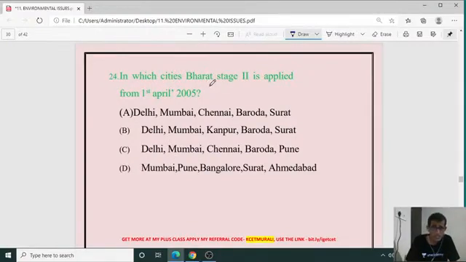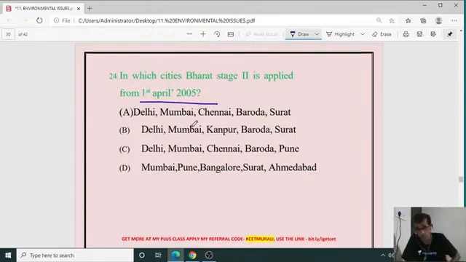In which cities is Bharat Stage 2 applied from 1st of April 2005? This is directly from our syllabus textbook. So now we are in BS6, isn't it? From April 2020 onwards, the government decided to sell only Bharat Stage 6 vehicles. This is the Bharat Stage BS6 vehicle. So this is in 2005.